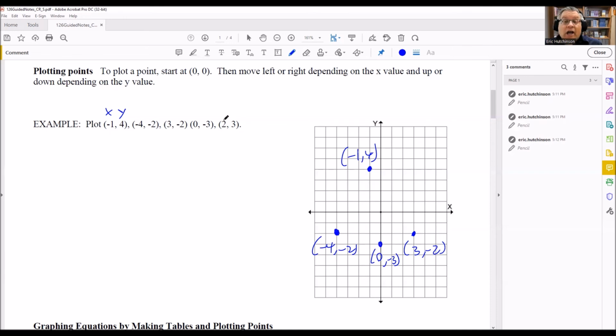The last point we have is 2 comma 3. Starting from 0, 0, since the X is positive, we go to the right 2 units. Since the Y is positive, we go up 3 units. So right there would be the point 2 comma 3.